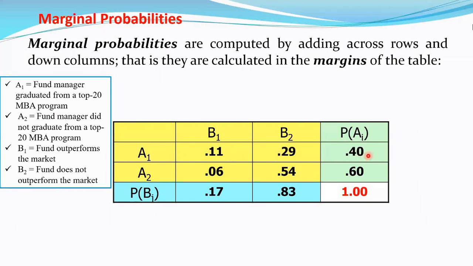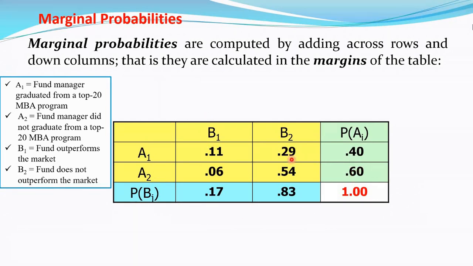It is called the row-wise marginal probability. Then 0.6, that is 60%. That means there is a 60% chance that the fund manager did not graduate from the top 20 MBA program. This is also a row-wise marginal probability.